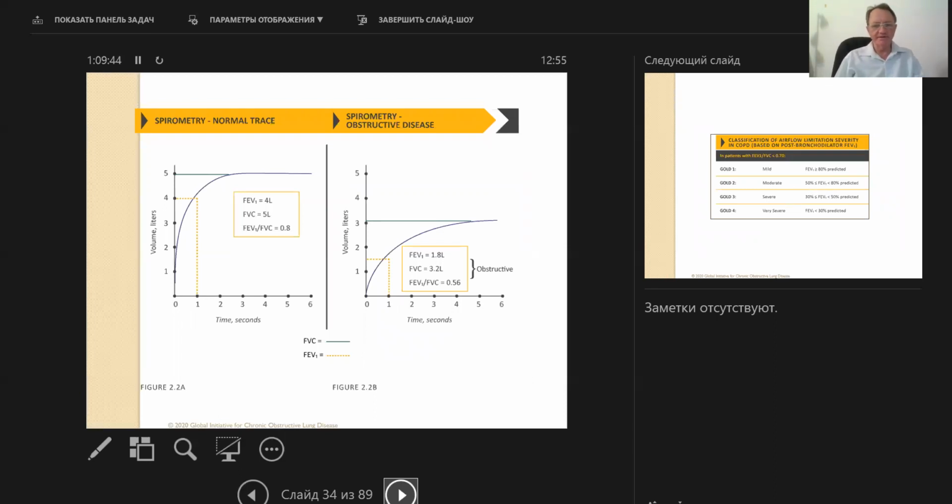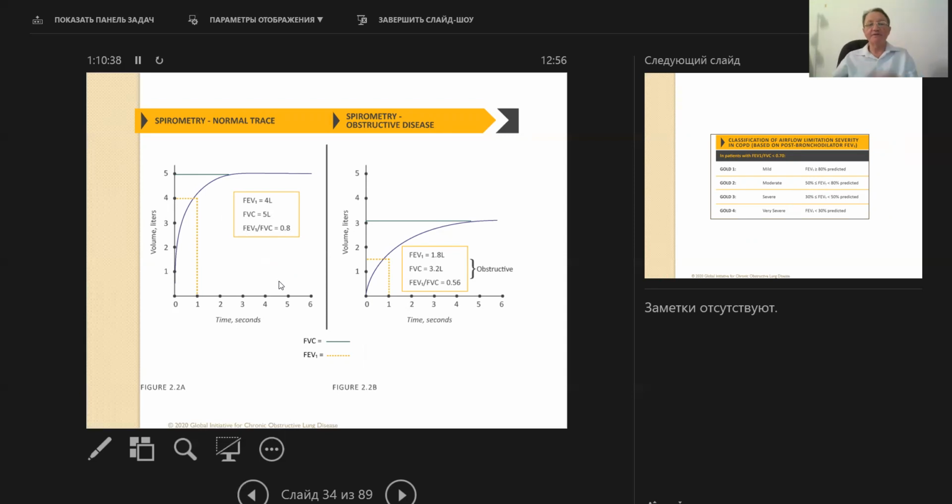So in this slide, on the left part of the slide, you can see the normal trace in spirography investigation and the trace of a patient with COPD. I would like to stress that the main spirometry criterion is the ratio between forced expiratory volume in 1 second, FEV1, and forced vital capacity, FVC, less than 0.7. In this case, you can see this ratio is 0.56. For this one, 0.8, it's the normal range.